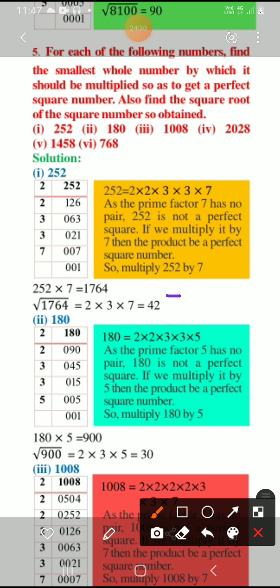If we multiply it by 7, then the product will be a perfect square number. So multiply 252 by 7 because it has only one 7. If you multiply with 7 again, because it has to come in a pair, right? So in order to do that, what are we going to do? We multiply 252 by 7. Okay, got it. So 252 into 7, the answer comes as 1764, right?